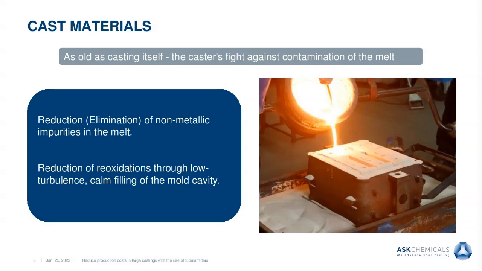As old as casting itself, the casters fight against contamination of the melt. I think that's a good sentence, and you probably know that for more than 5,000 years, perhaps also 6, 7 or more, as long as people pour metals, there is a fight against impurities within the melt, to avoid any decrease in the physical properties of the castings. One part is reoxidation inclusions, which are the most commonly reported defects in steel and also in iron castings.